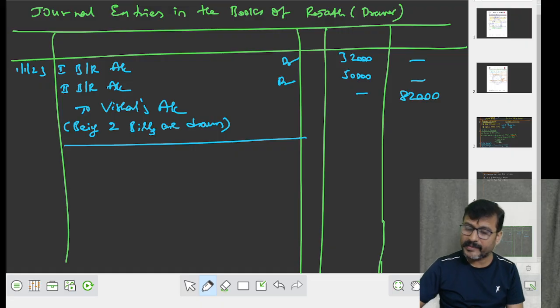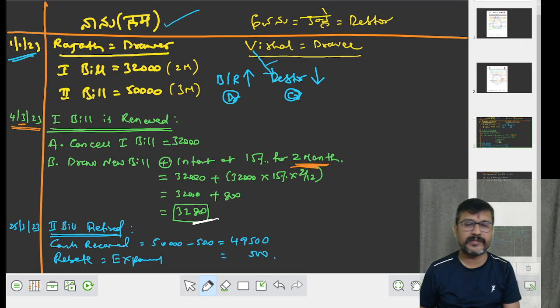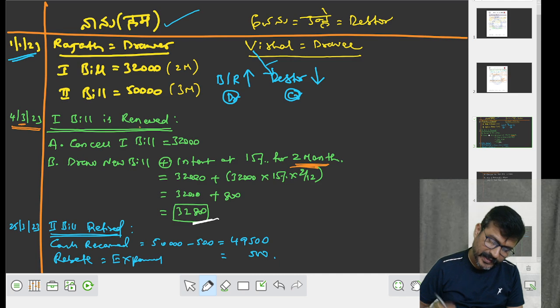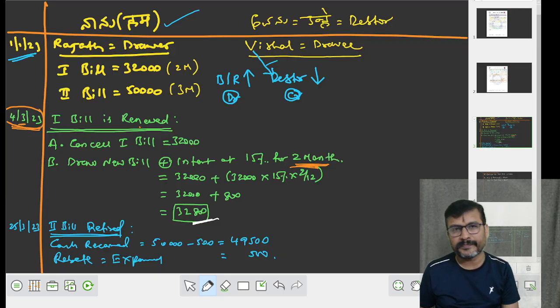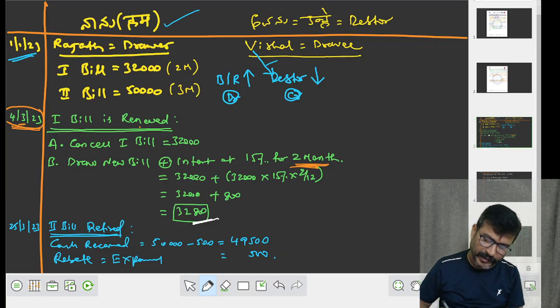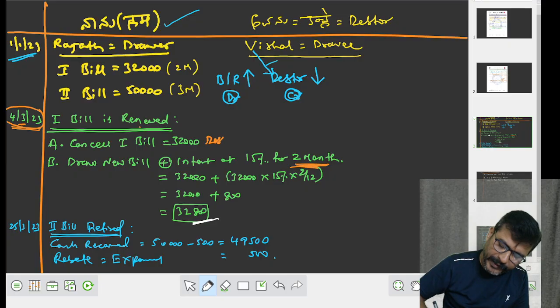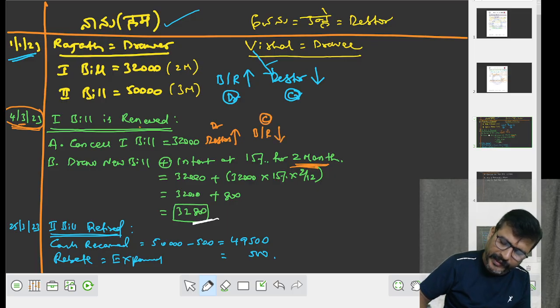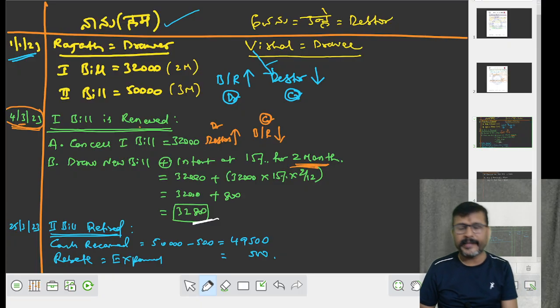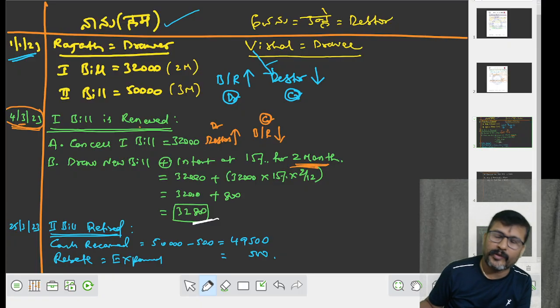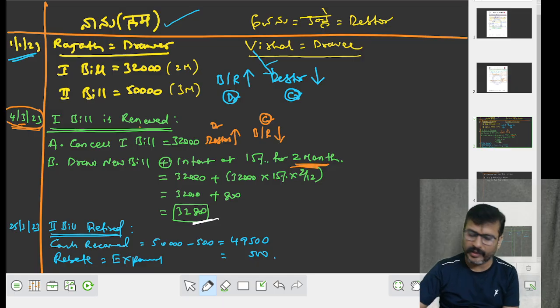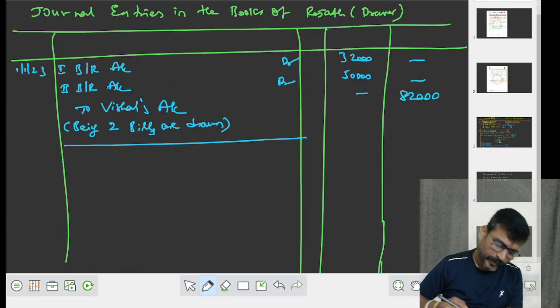When once the bills are drawn, what happened in the next case? First bill is renewed on 4th March. रिन्यू करना है तो क्या करना? फर्स्ट बिल कैंसल हुआ. When first bill is cancelled, always remember, my dear students, debtor increased debit. Still BR is with us only. BR decreased credit. अब एंट्री क्या होता? Debtor's account debit to BR. Who is debtor? Vishal. कब डेट? 4th March.